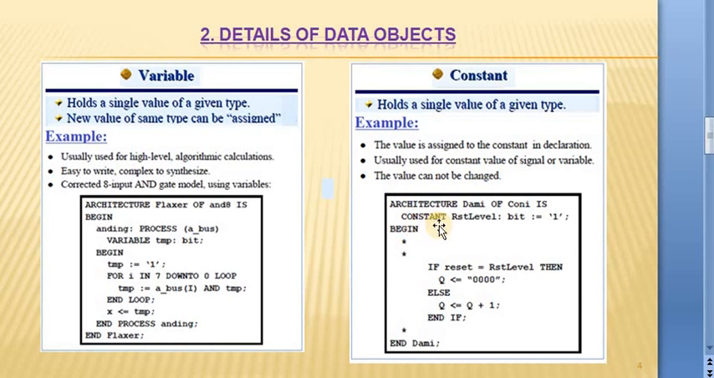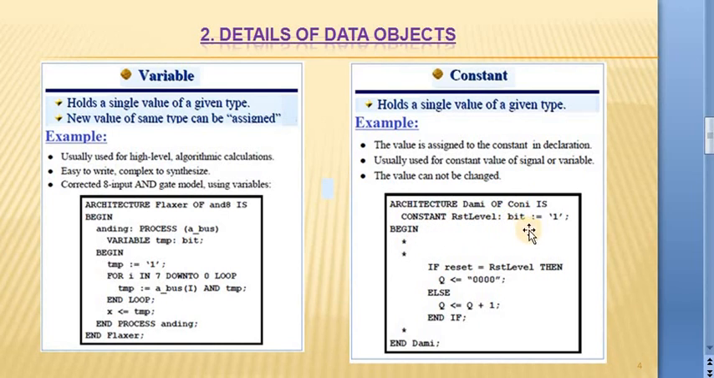As you see in the slide, the constant declaration is done as per the syntax, which is constant with constant name and constant type, and then the value. So here the constant name is RST level with constant type bit and returning the value 1. So in this way the constant is declared inside the VHDL code.